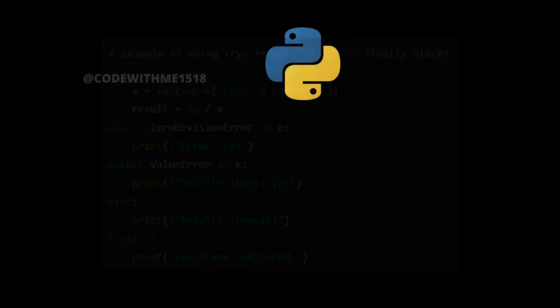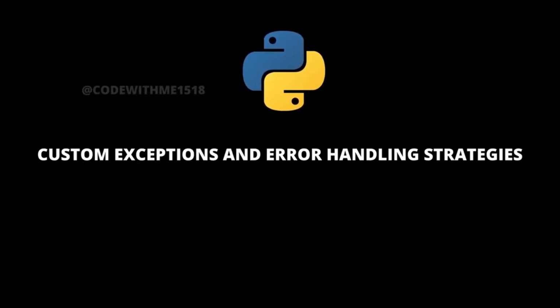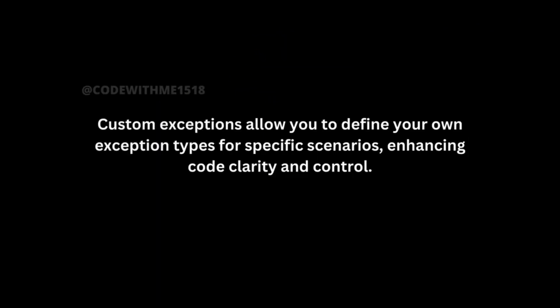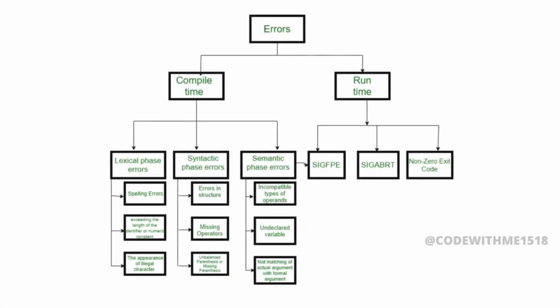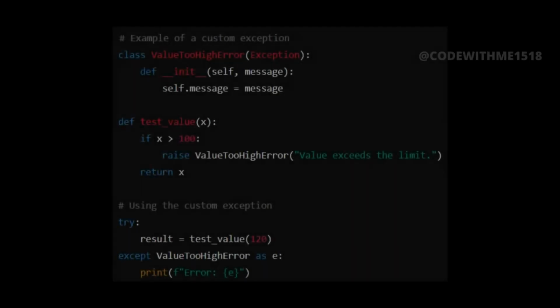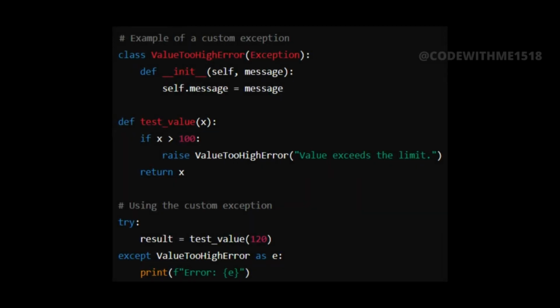Finally, let's discuss custom exceptions and advanced error handling strategies. Custom exceptions allow you to define your own exception types for specific scenarios, enhancing code clarity and control. Here's an example of defining and raising a custom exception. In this example, value2higherror is a custom exception class that inherits from the base exception class. We define a function test_value that raises this custom exception if the input value exceeds 100.